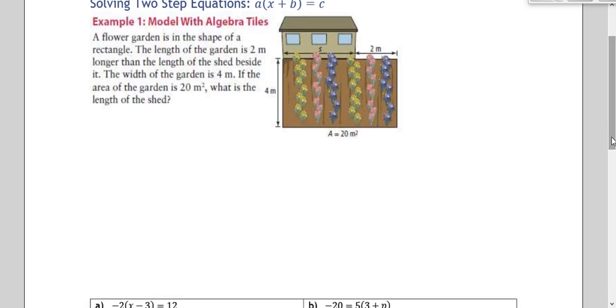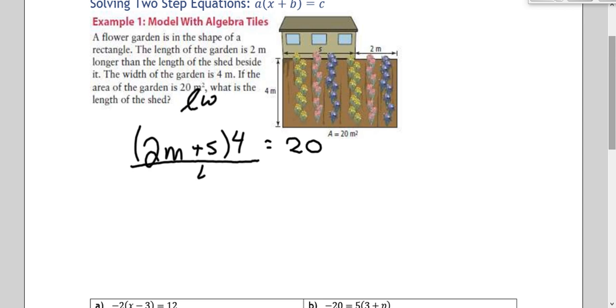So a flower garden in the shape of a rectangle, the length of the garden is 2 meters longer than the shed, so plus the shed, beside it. The width of the garden is 4 meters. The area of the garden is 20. Area is length times width. So then this 4 goes here. There's 2 ways to go about this. The way I like to do is I know that this is multiplying by 4, so I'm going to divide by 4.